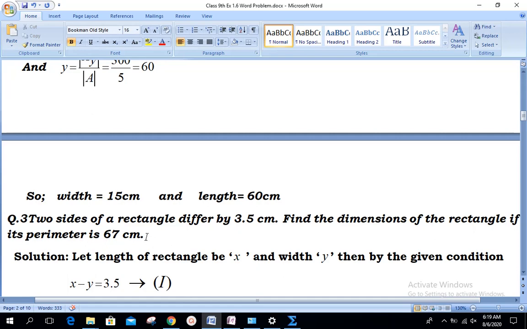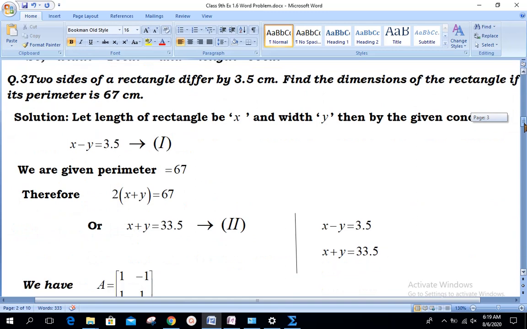Students, it is similar to what you have just seen. We are given perimeter is equal to 67. Formula for perimeter, as already told you, 2 times length plus width is equal to 67. Dividing both sides by 2, I have X plus Y is equal to 33.5. Here you may have 2x plus 2y is equal to 67. That will also be correct, but as in equation number 1 there was a decimal value 3.5, I divided the whole equation by 2 and my result is 33.5.